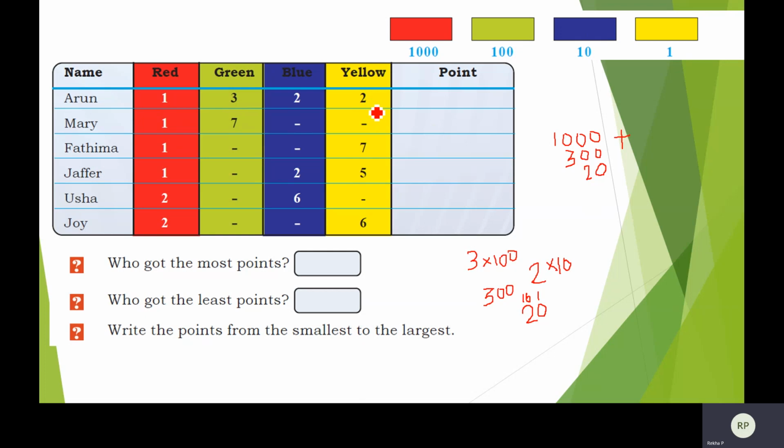So this is 2. At which place is it? It is at 1's place. So you have to write 2 at 1's place. Now we have to add these things. What all are there in the 1's place? Add that. Then move to 10's place, and then move to 100's place, like this.